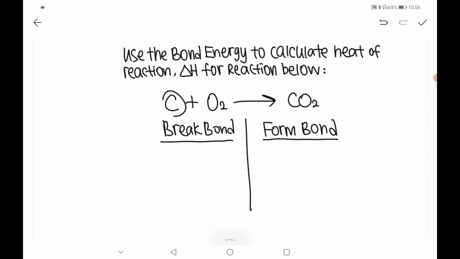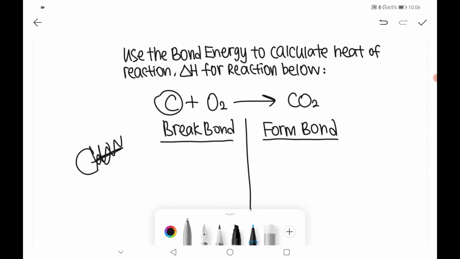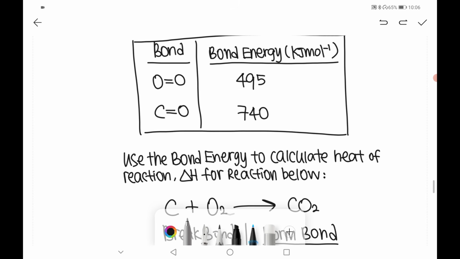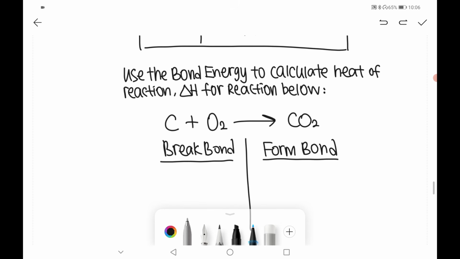Here you have carbon. Do you have any bond on carbon? No, right? You only have one carbon that comes alone, so the carbon does not bond with anything else. No need to break the carbon here. So O2. O2 means you have two oxygens bonded together. What is the bond of oxygen here? O and O. You can see the O2 here has a double bond, so just copy here: O and O, double bond.